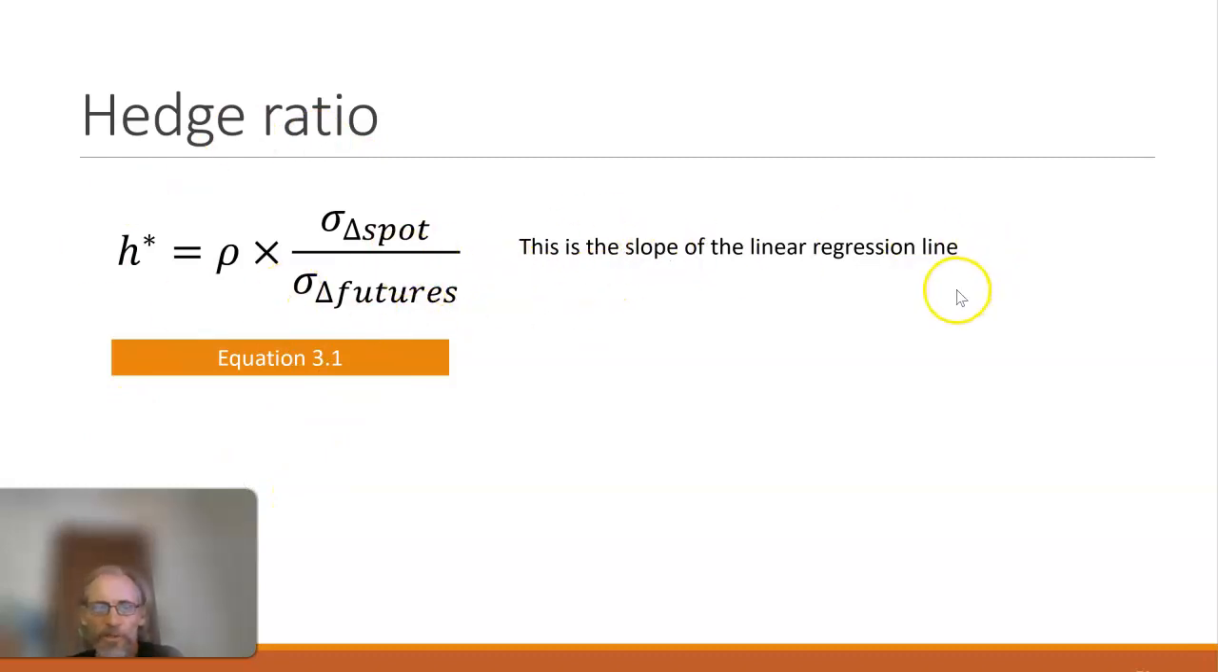This is the slope of the linear regression line. This is the statistics that you go through to figure out the slope of the best fit line. And you notice what we have here is this rho, which is the correlation coefficient between the two assets. And then you have the sigma S, which means the standard deviation of the change in the spot prices. And sigma F here means the standard deviation of the change in the futures prices. All right, so given that information, you can calculate this hedge ratio, or you could plot the points and fit the best regression line through there and take the slope of that regression line. You're doing the same thing.